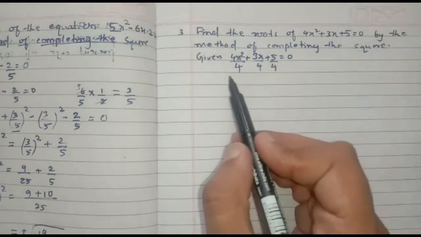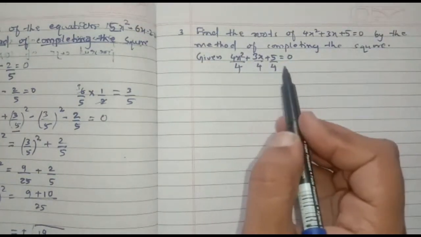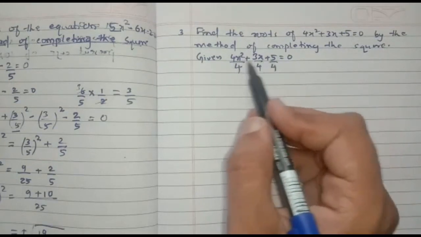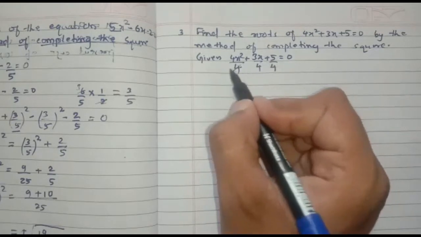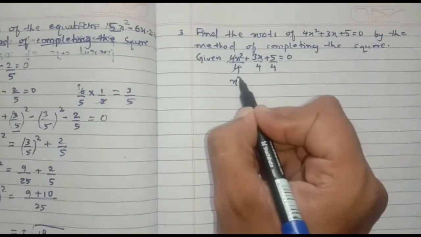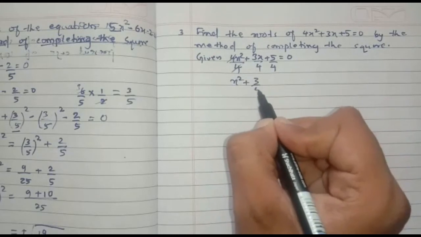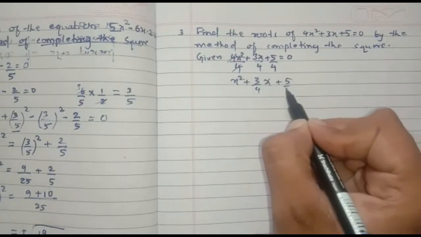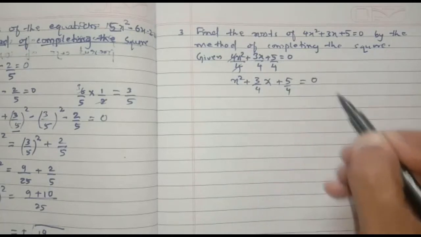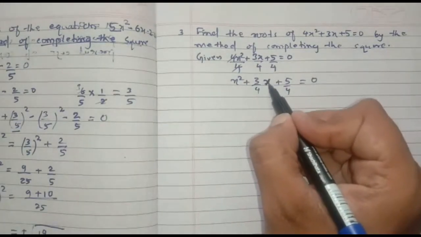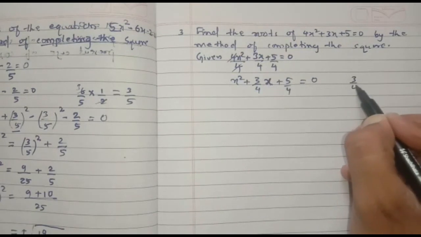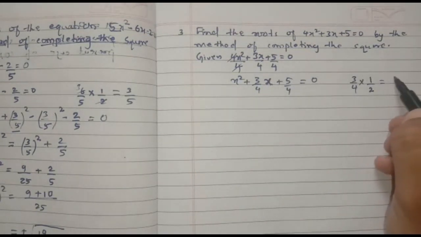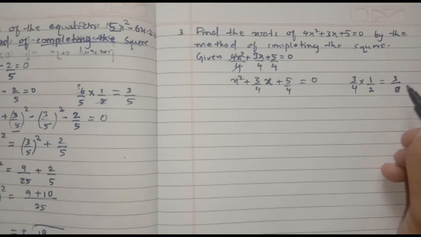Here I am not writing everything, but you have to write. We have to divide the coefficient of x square with all the terms in the equation. 4 and 4 get cancelled, remaining is x square. Here 3 by 4 into x will remain, then plus 5 by 4 is equal to 0. Now we have to multiply the x term with 1 by 2. 3 by 4 into 1 by 2, so we'll get here 3 divided by 8.